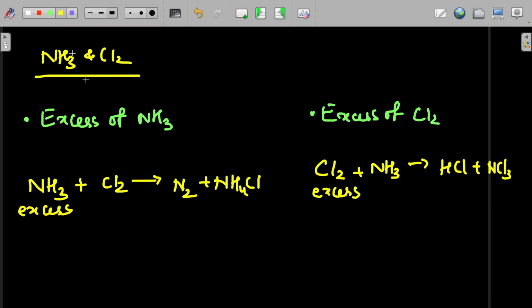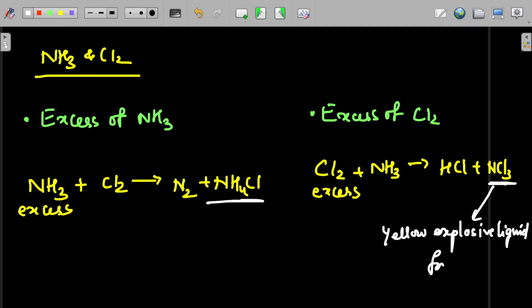Okay, so these are the products you are getting here. I'm not balancing. If you know the products, you can balance easily. So here, as observation, you can write for NH4Cl dense white fumes, and for excess of chlorine, NCl3. NCl3 is asked many times. Its name is nitrogen trichloride. It is yellow in color, explosive in nature. So we can write yellow explosive liquid formed. This can be the observation for excess of Cl2.